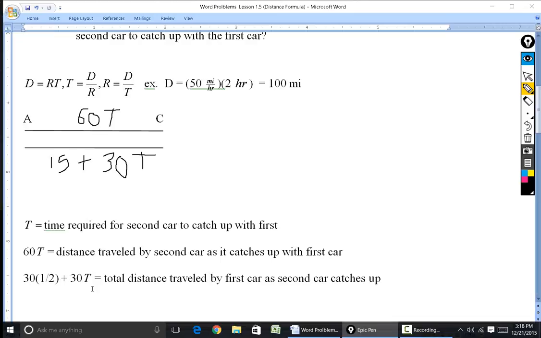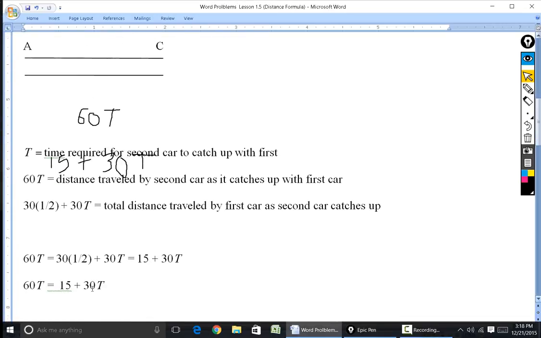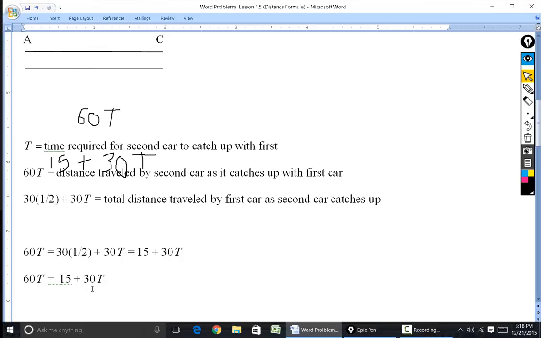And then at that point, the second car has caught up. Well, these two distances have to be the same. So my next step is to simply set these two equal and solve for t. So here's the equation that I set up. 60t should equal 30 times 1/2 plus 30t, which of course is the same thing as 15 plus 30t. So this equation becomes 60t equals 15 plus 30t.